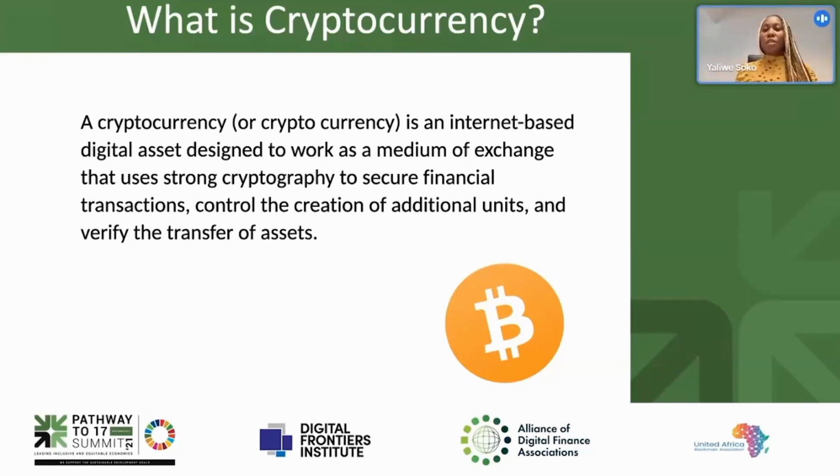creation of additional units. But with cryptocurrency, for example, Bitcoin, there's only 21 million Bitcoin that will ever exist, and there's no other additional units of Bitcoin that will be produced. So it is controlled, it is deterministic, and everybody knows. And so far, you can see that there's over 16 million Bitcoin that has been mined already, right? And there's also a verification of the transfer of assets.